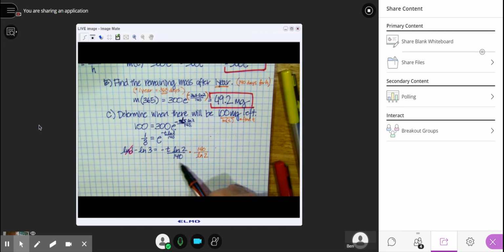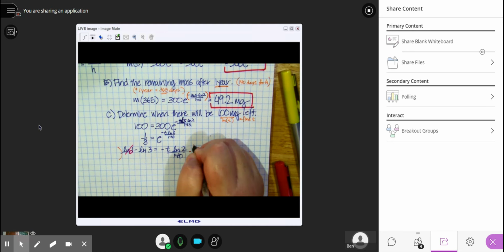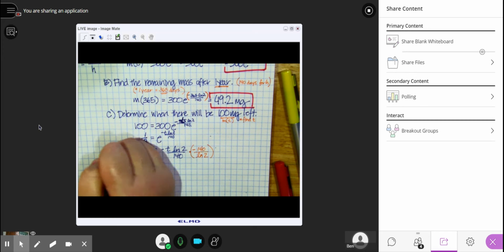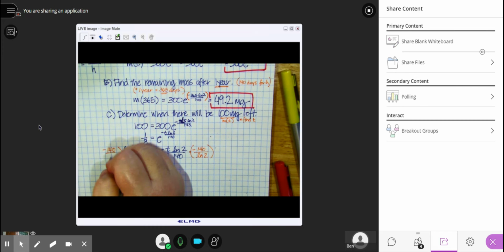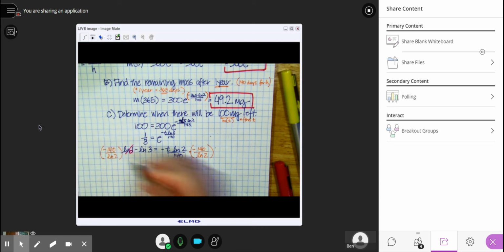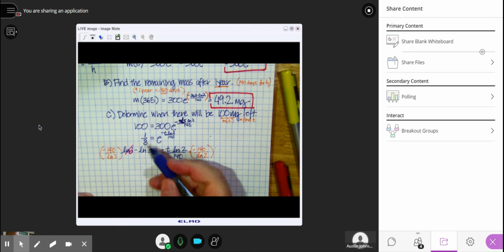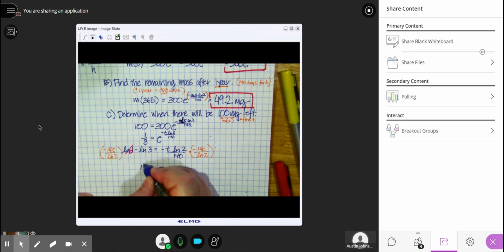Essentially multiplying by the reciprocal. And while I'm at it, I'm going to put a negative on there. So a negative times a negative is a positive. So I've got a negative 140 ln 2. Negative times a negative is a positive. And I'm going to have 140 ln 3 over ln 2 is equal to t.